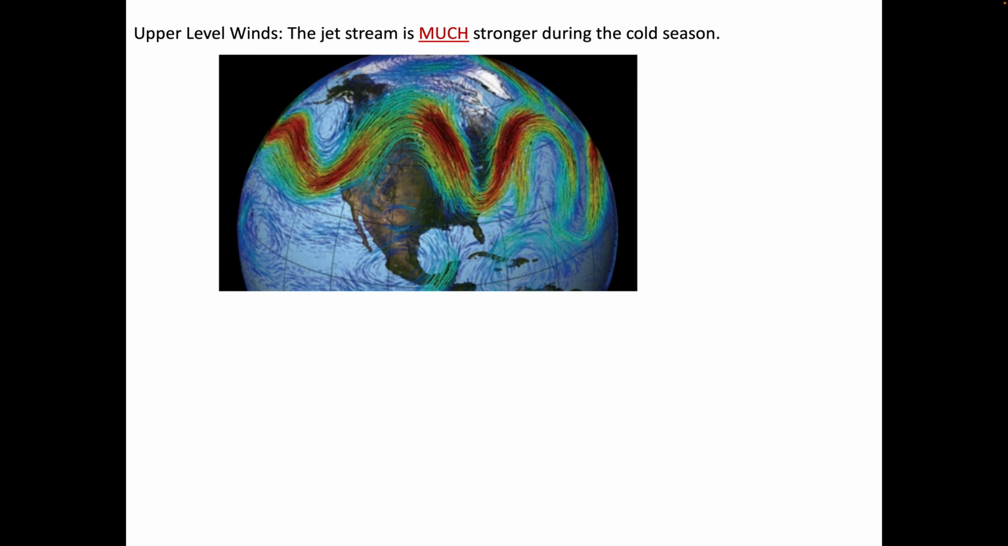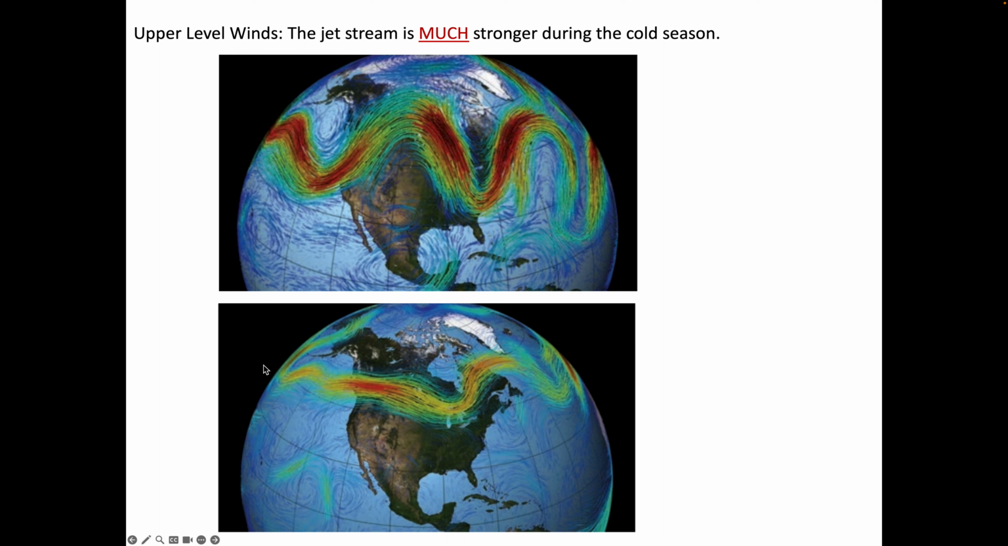The jet stream is much stronger during the cold season than it is during the warm season. So here is an example of winds in the northern hemisphere and actually across North America for a particular day. And here is another example in the summertime. And what you'll see during the summertime is that the jet stream tends to recede to the north and also be much weaker. And the reason that the jet stream is much weaker during the summer months is simply because the equator to pole temperature difference during the summer is much, much smaller than it is during the wintertime.